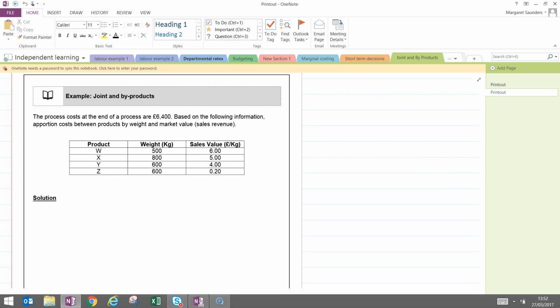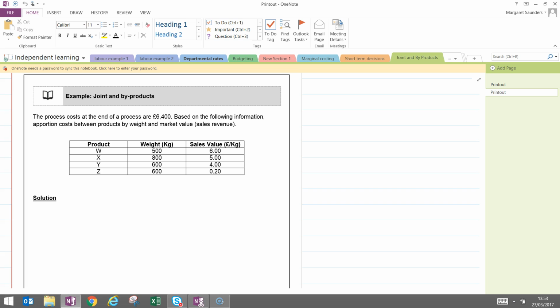So we're told that this is an example of joint and byproducts. The process costs at the end of the process are £6,400. Out of the process we have four products, W, X, Y and Z. We've been given the weight of each of these products that have come from the process, and we've been given the sales value.